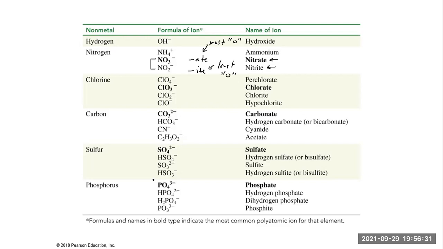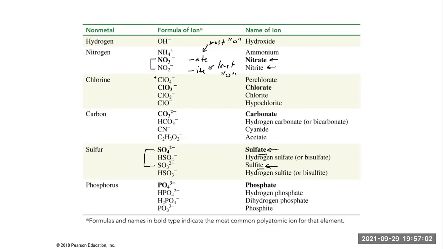For example, if we look at SO4 2 minus and SO3 2 minus, SO4 has 4 oxygens, SO3 has 3 oxygens. They both have the same -2 charge. The one with the most oxygens ends in ate, sulfate. The one with the least oxygens ends in ite. So in groups of 2, the one that has the most oxygens ends in ate. The one with the least ends in ite.